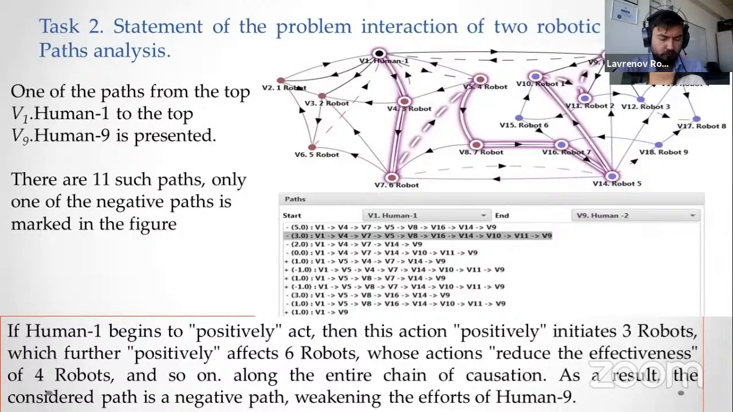In this slide, we can see one of the variants of paths from the vertex V1, human, to the vertex V9, human 9. There are 11 such paths, and only one of the negative paths is marked in the figure. A negative path is a path in which there is an odd number of negative edges. It can be interpreted as follows. If human 1 begins to act positively, then this action positively initiates robot 3, which further positively affects robot 6, whose actions reduce the effectiveness of robot 4, and so on. As a result, the considered path is a negative path, weakening the efforts of human 9.